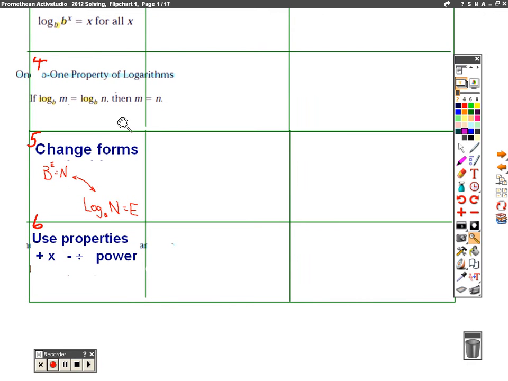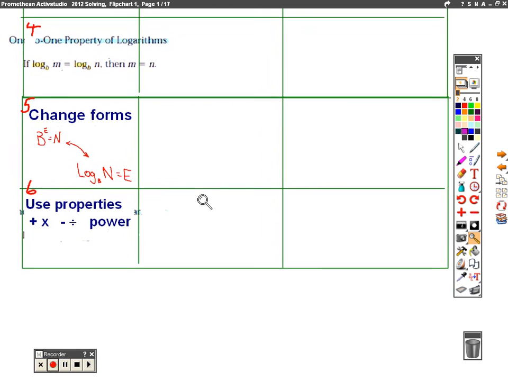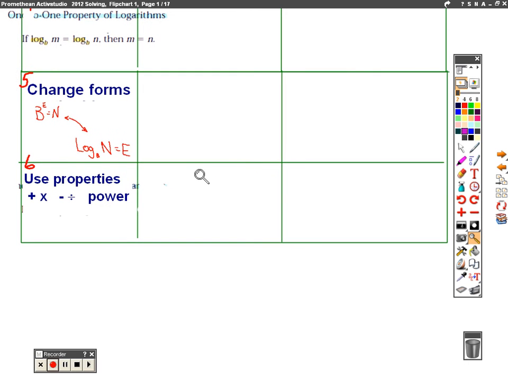Also, this property is very useful. We have a log base b of m and a log base b of n. Well, if they have the same base, then the m and n are going to be equal. Another strategy is just change forms, which you guys are really good at. Taking that from exponential form to logarithmic form. And then using the power properties.